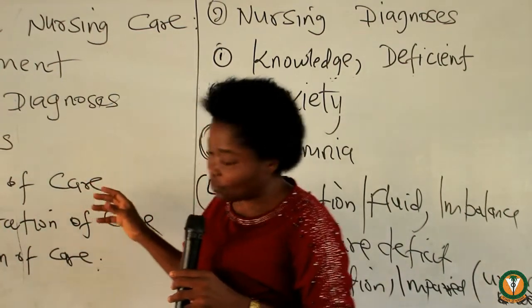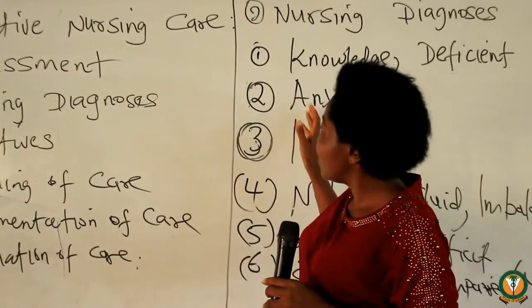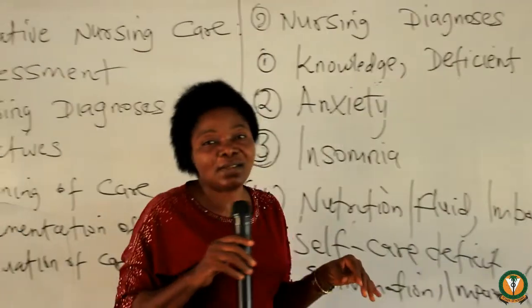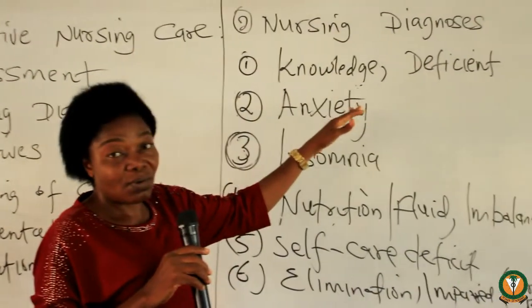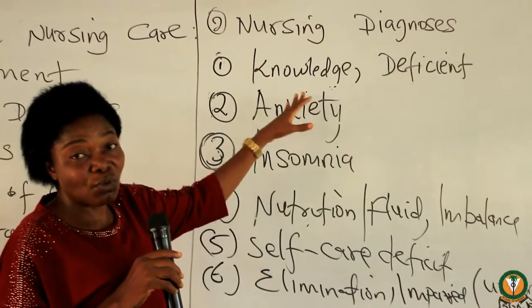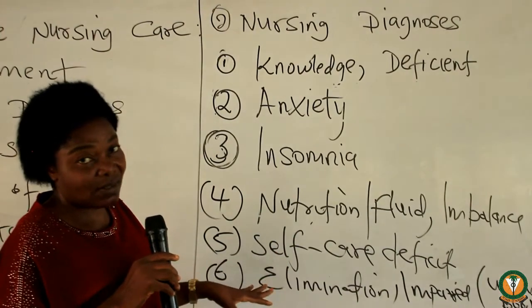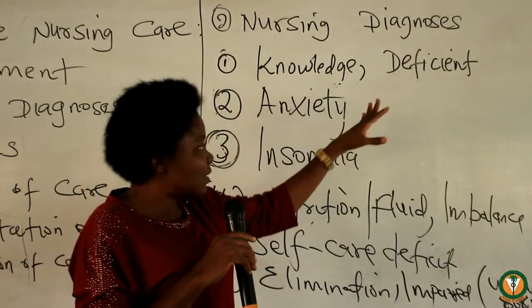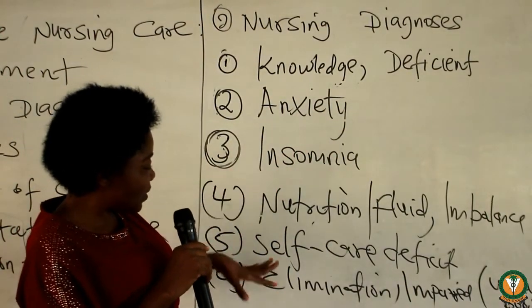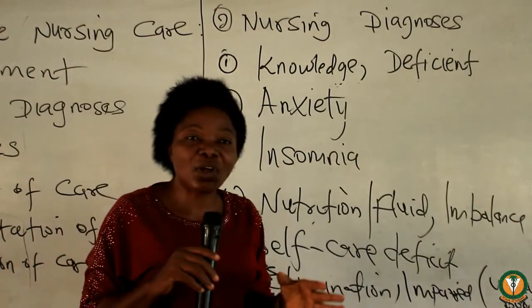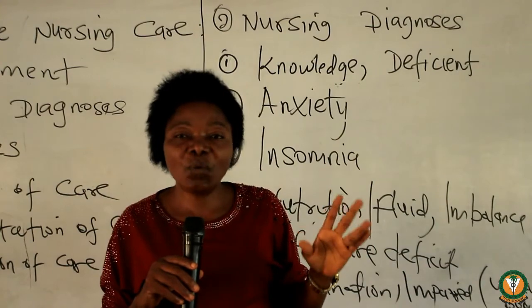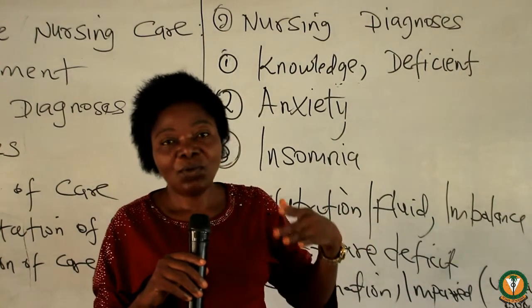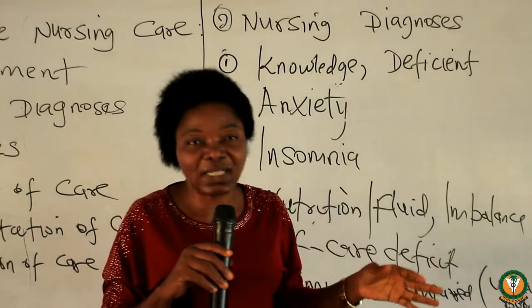The next thing we are going to do is to set objectives. Objective means the interval that is going to take for us to solve these problems of the patient. In knowledge deficit, anxiety, insomnia, nutrition, self-care, anything that is not CAB, circulation, airway, breathing, you can set long-term objectives.